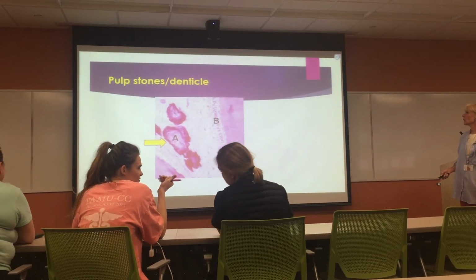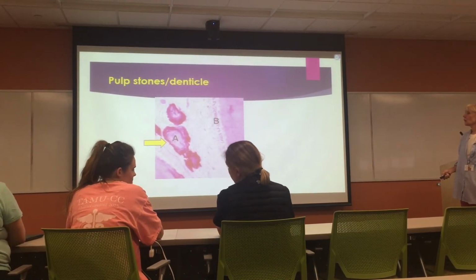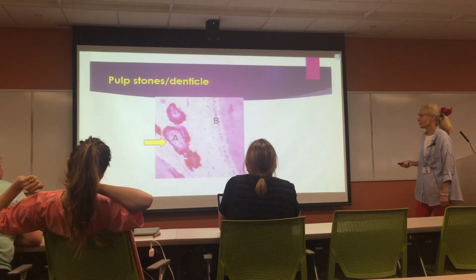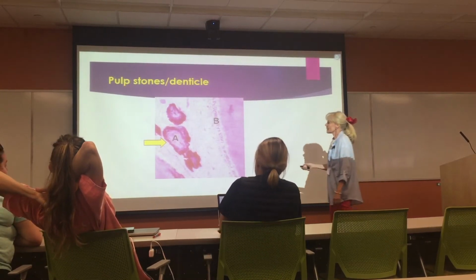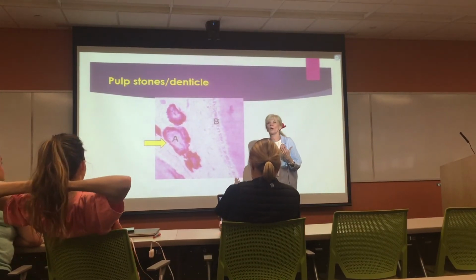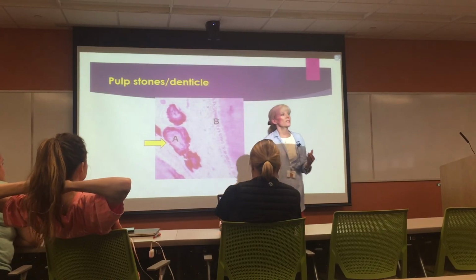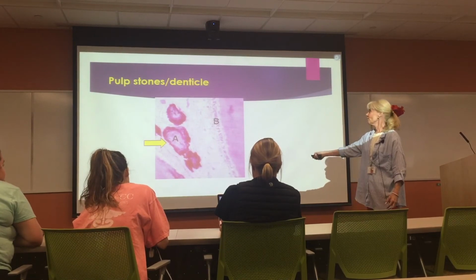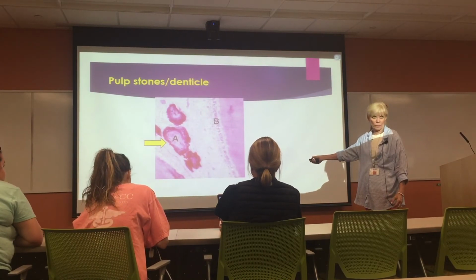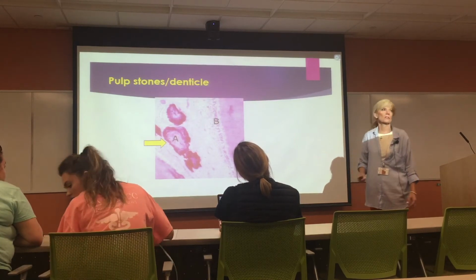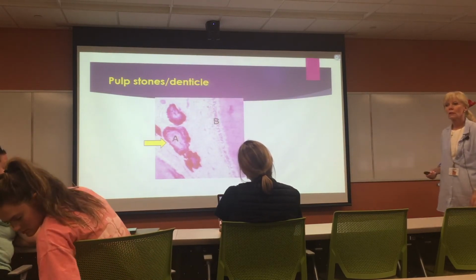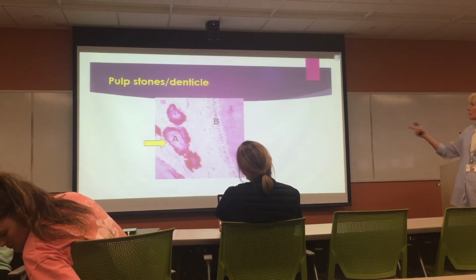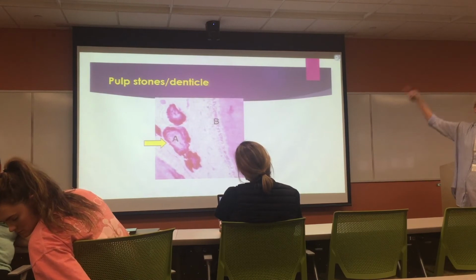Oh, shoot. What are these? What is your clue here? No nuclei. Yes, and how do you know it's a denticle rather than a cementicle? They really look the same. How do you tell the difference? One would be in the periodontal ligament, one would be in the pulp. Exactly, it's the location. So you can say this is either a denticle or a cementicle.